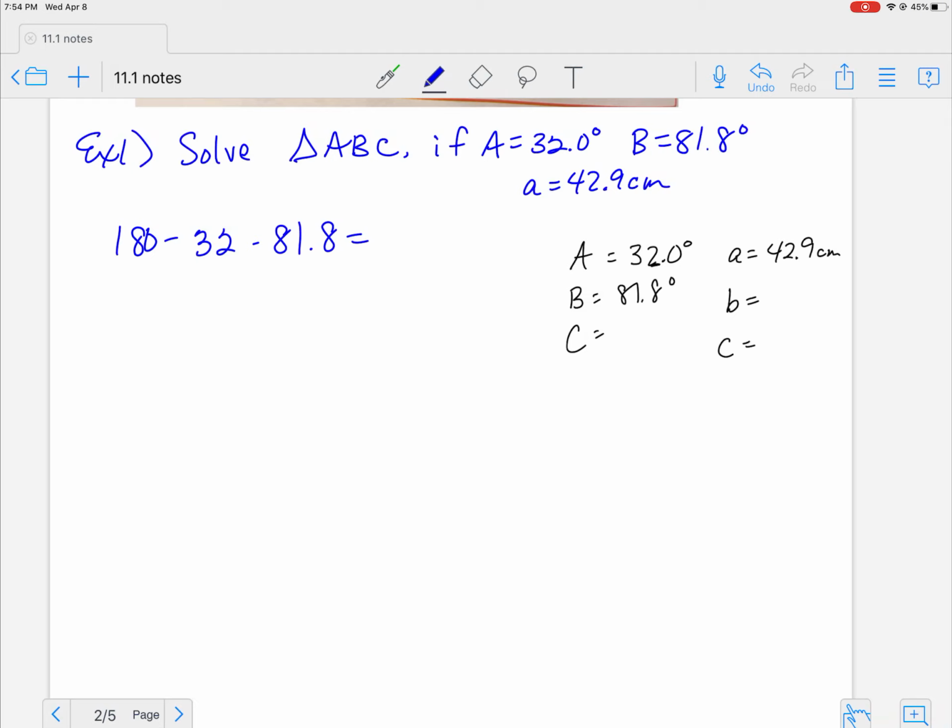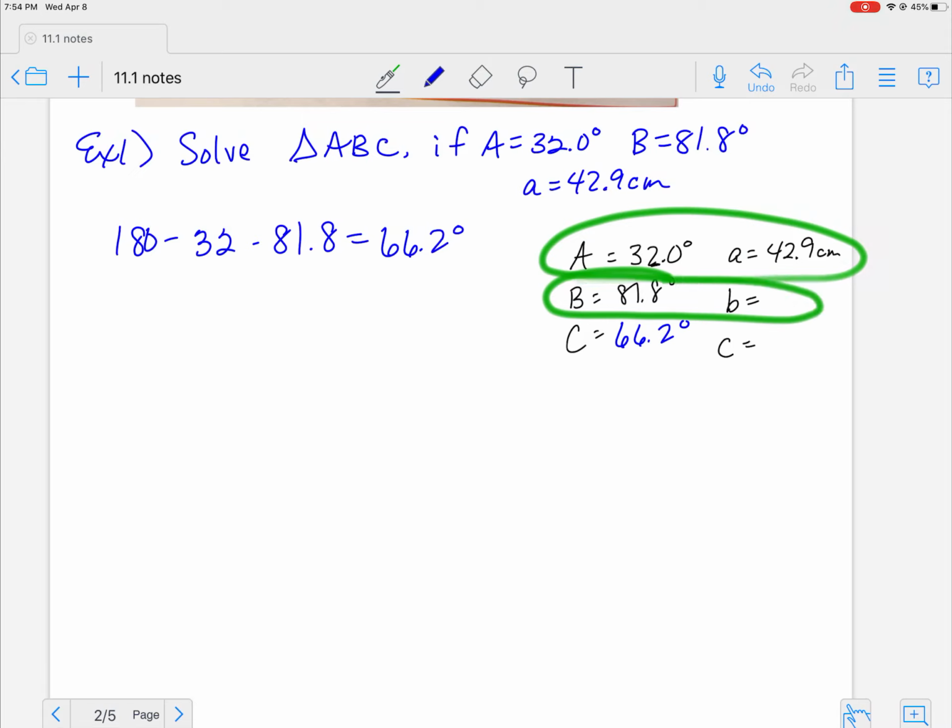Well, what's the easiest thing to figure out here? Your angle, right? Because I know a triangle is 180 degrees. So I'm just going to take 180 minus 32 minus 81.8. Chug that out in your calculator, and you get 66.2. So now I have my C.